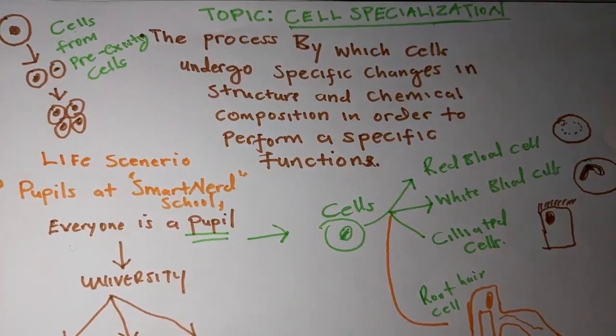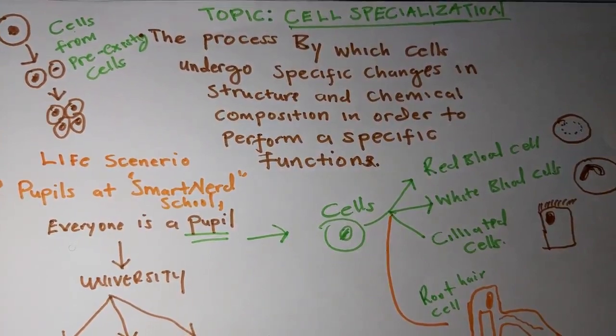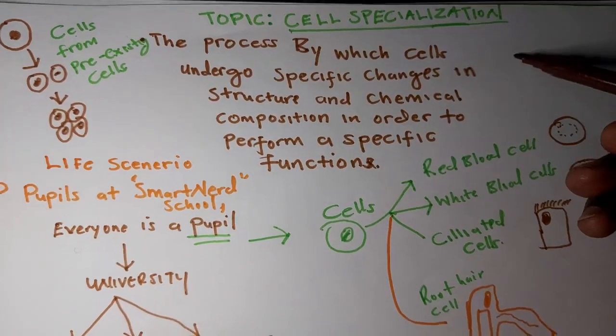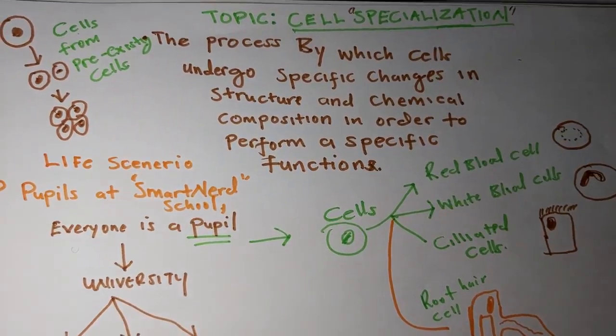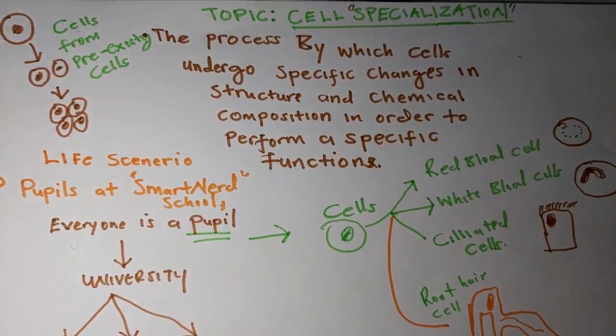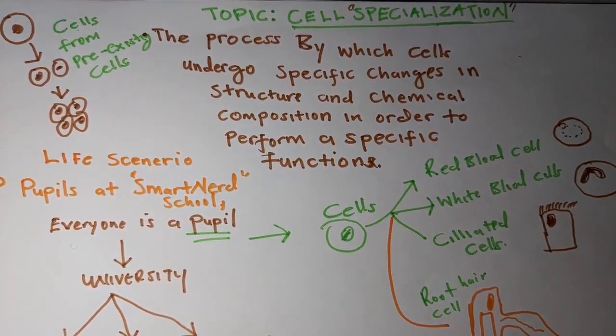So in this video, we're looking at cell specialization. The word specialization is basically just an English word which simply means to focus on an area and become an expert in that area. That's what specialization is. The way we specialize in certain areas in our lives, when it comes to our jobs, is the same way cells also specialize in the bodies of either a plant or an animal.